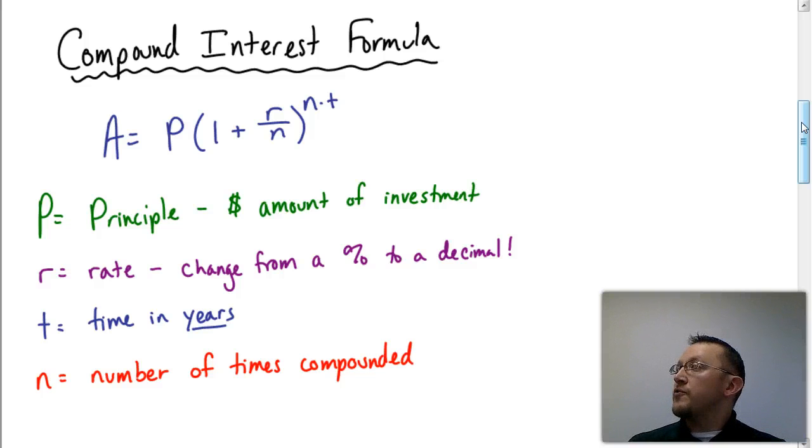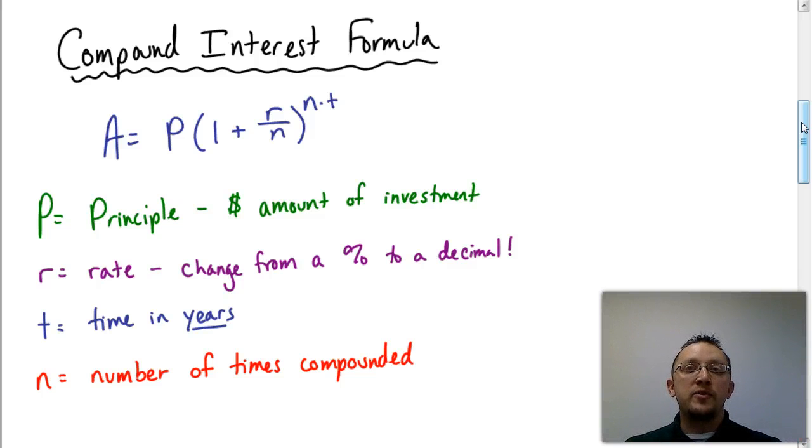So the compound interest formula is given to us here. It's the principal times 1 plus r divided by n. We'll talk about what these different pieces are in a second. And you're going to have an exponent that's going to be n times t. So what are all these individual pieces?